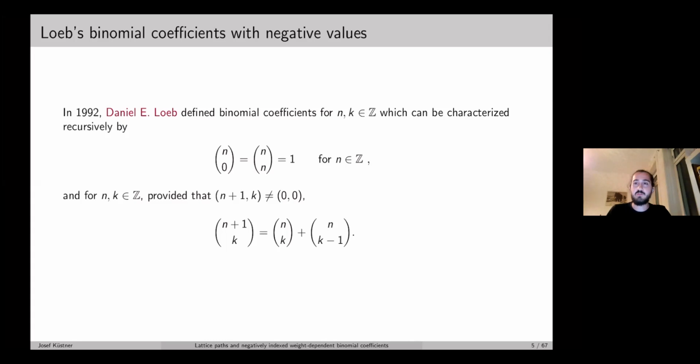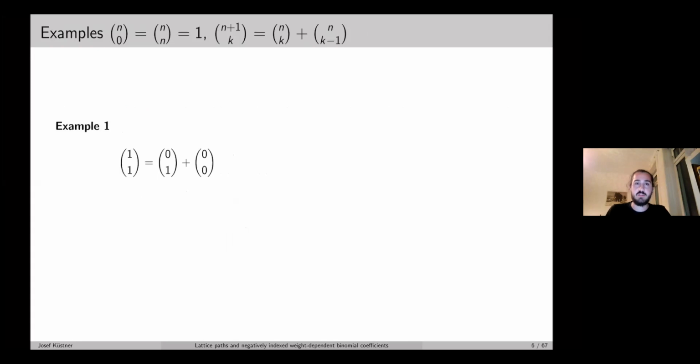Okay, but how can we get from this to the negative values? So how can we compute them? I will do some very easy examples. So for example, here nothing negative appears, but what is 0 choose 1? We know that 1 choose 1 is 1. We know that 0 choose 0 is 1 from the initial conditions. And so we can compute 0 choose 1, which is now only 0.